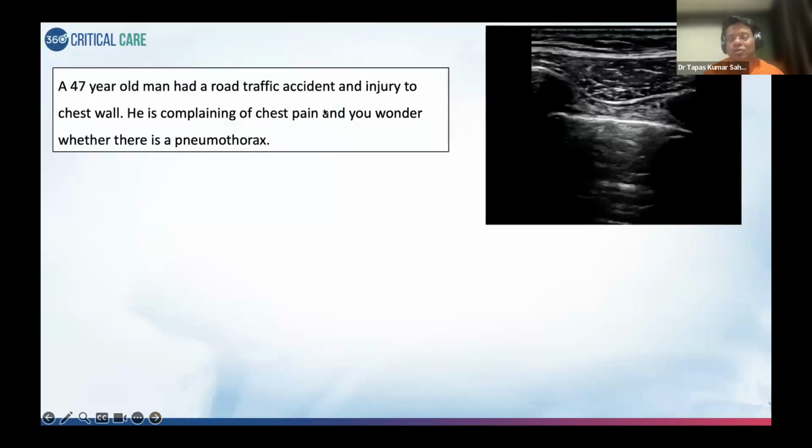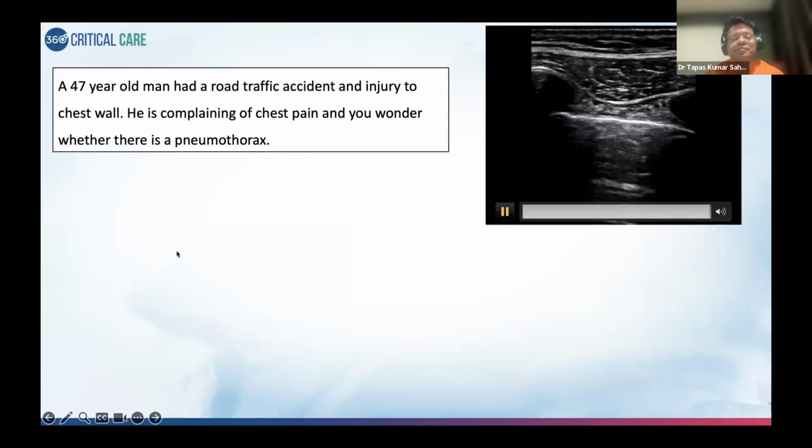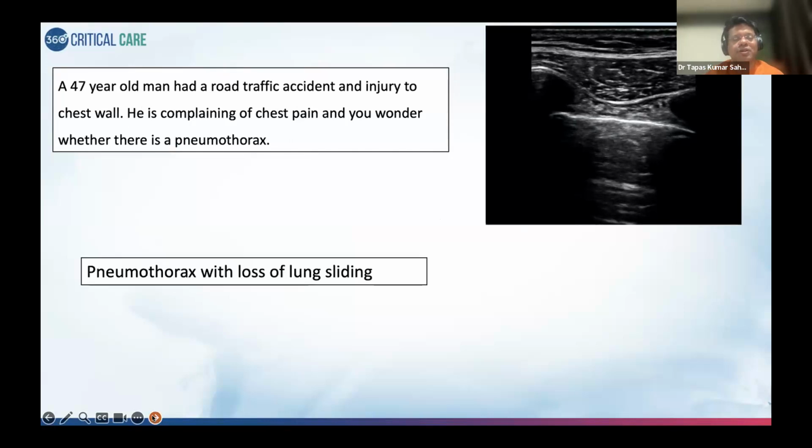Now I'm just sharing with you a few of the important ultrasound and echo clips. A 47-year-old man had a road traffic accident and injury to the chest wall. He is complaining of chest pain, and you wonder whether there is a pneumothorax. What is happening here? Okay, so there is pneumothorax. Definitely, a road traffic accident, injury to the chest wall, pneumothorax with loss of lung sliding.